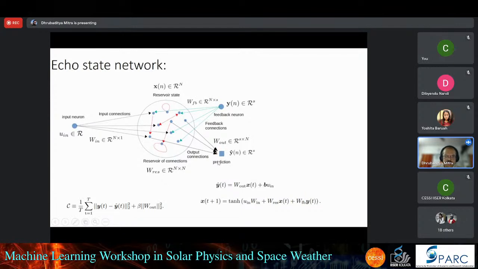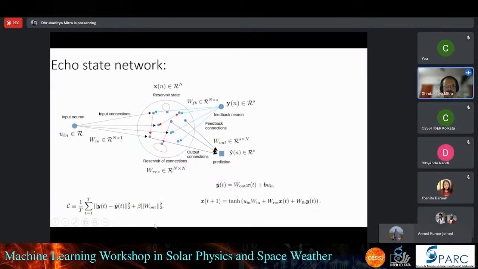I'm sorry, the output is Y hat, and the input, which is actually the signal that we are putting in the feedback neuron, is Y. And you subtract them and take the mod square, and that is your cost function. That is the function that you are going to minimize. But it also has a term multiplied by some beta, and the quantity that you are trying to change, the W out, also has its L square norm.